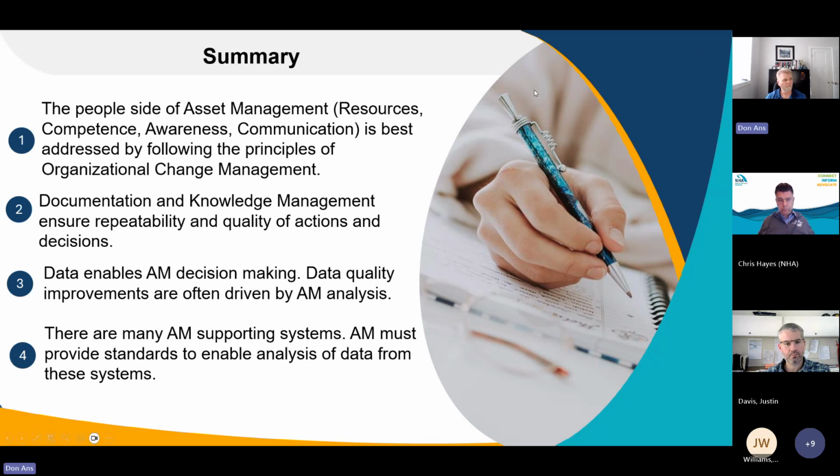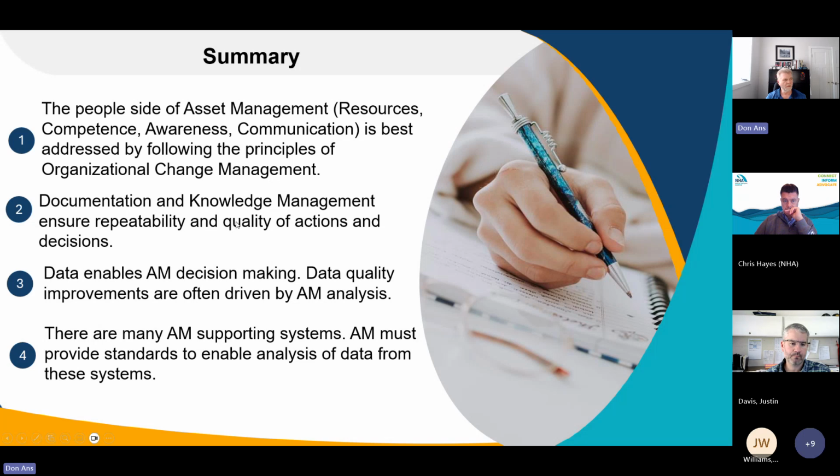So in summary, this is all about support, and the first thing we talked about was the people side. The people side were the resources, the competence, awareness, and communication. And that's best addressed by following the principles of organizational change management. So go out and get your training, and that helps you handle all of this from the people side.